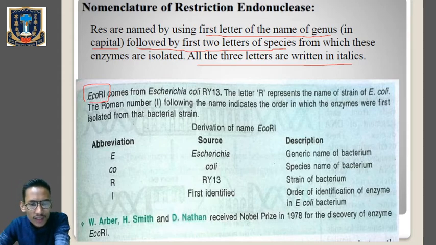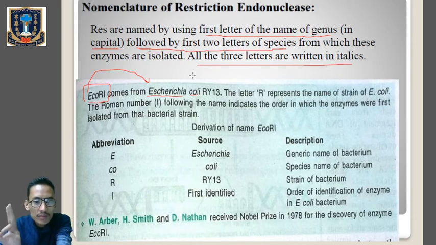EcoR1. So the alphabet E is coming from the genus, right? According to this rule, the first letter comes from the genus. So E is coming from the genus Escherichia. Can you see over here? It has to be in capital. Then it is followed by the two small letters which come from the species from which it has been isolated. So CO, co. Coli, Escherichia coli. CO is coming from the name of the species.